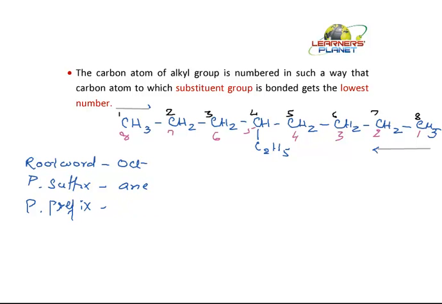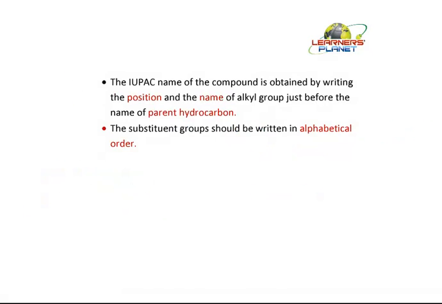So what should be the name, students? It should be 4-ethyl. Now what would be the complete name of this compound? The complete name would be 4, my primary prefix ethyl, and in continuation octane. So this is the way how we name a hydrocarbon with a substituent. I hope this is clear to you. What you can do is that you can make chains like this and practice nomenclature.